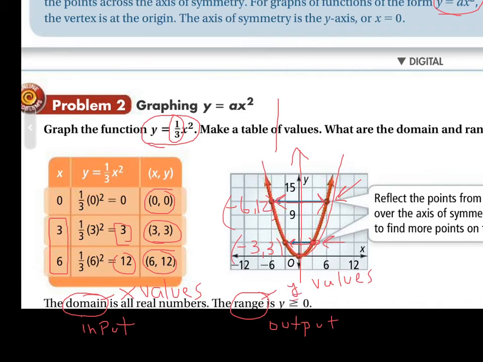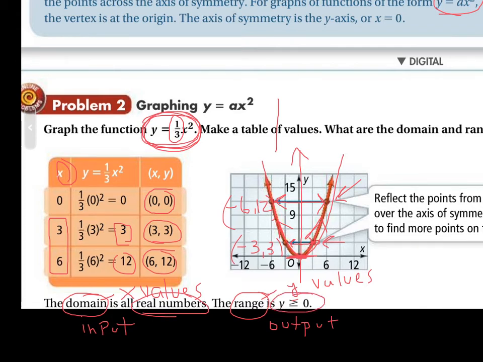So for this quadratic function, being that it is the function of 1/3 x squared, the domain is all real numbers because I'm allowed to put in any number for x. I could square any number. So any value of x could be chosen to put into my table here for my x values. The range, which is the output, if we look at the graph, we can see that the lowest value we have for the y is 0, and then everything else is heading up, which means the range is going to be all y's that are greater than or equal to 0.